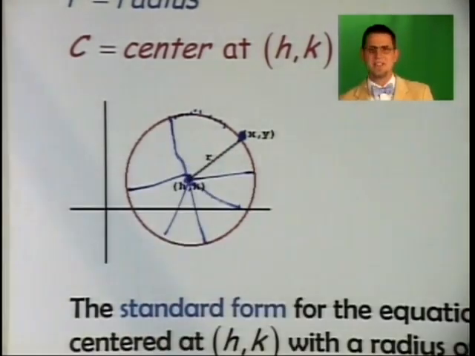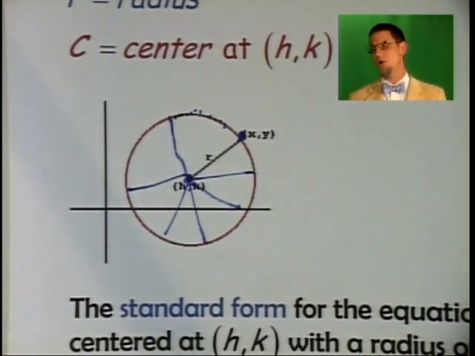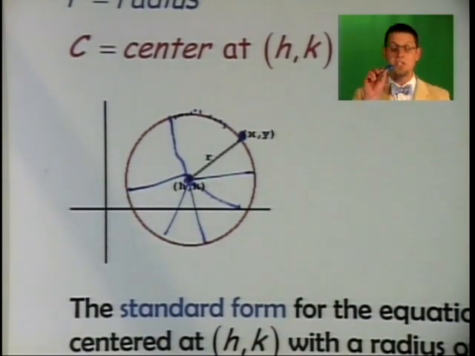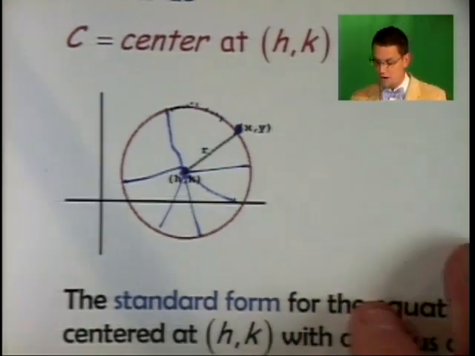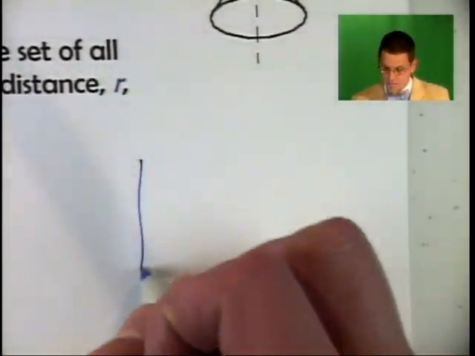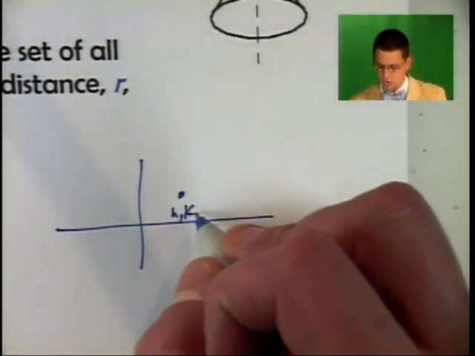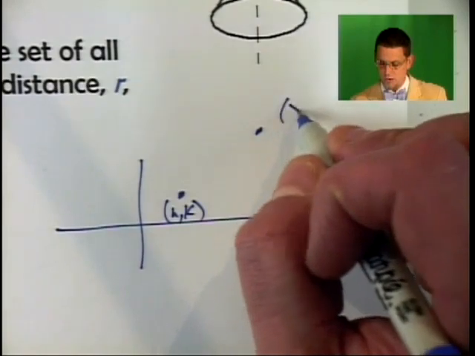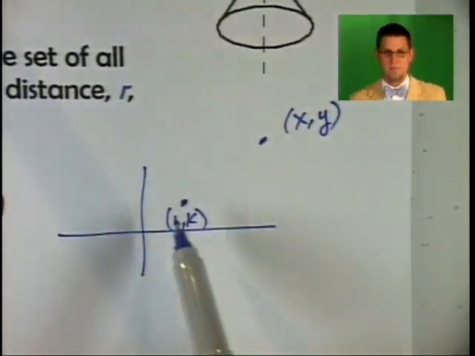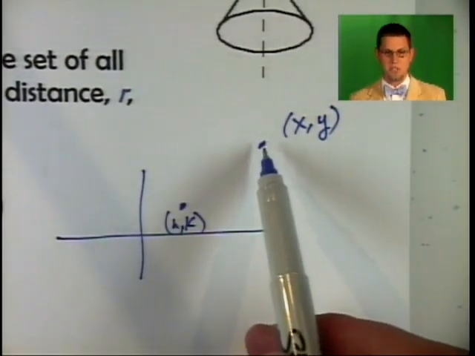Now, what we want to do is take this definition and establish an equation based on it. So I'm going to derive the equation of the circle for you right here, because it's going to tie into something that we've been talking about all year. Here we go. Here's my point, h, k, and here's my point, x, y. This is my fixed point, and this is a point that lies on the circle.